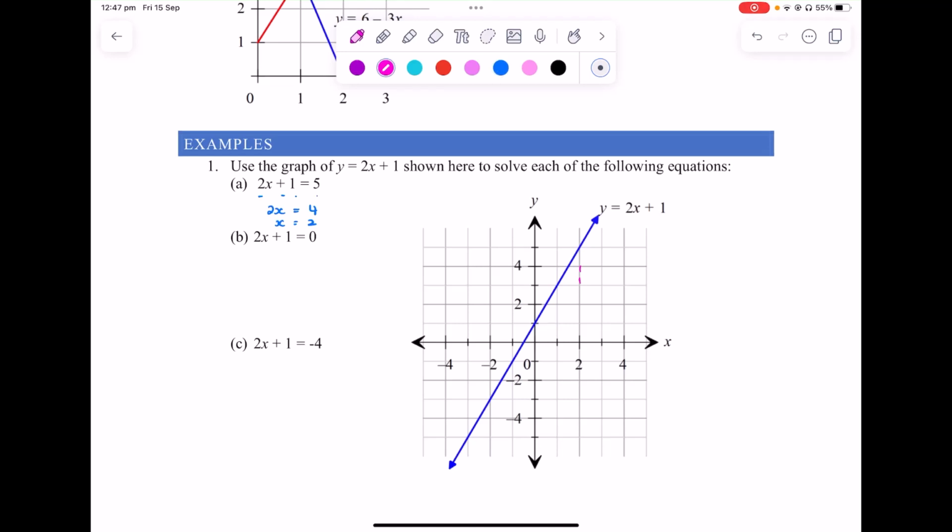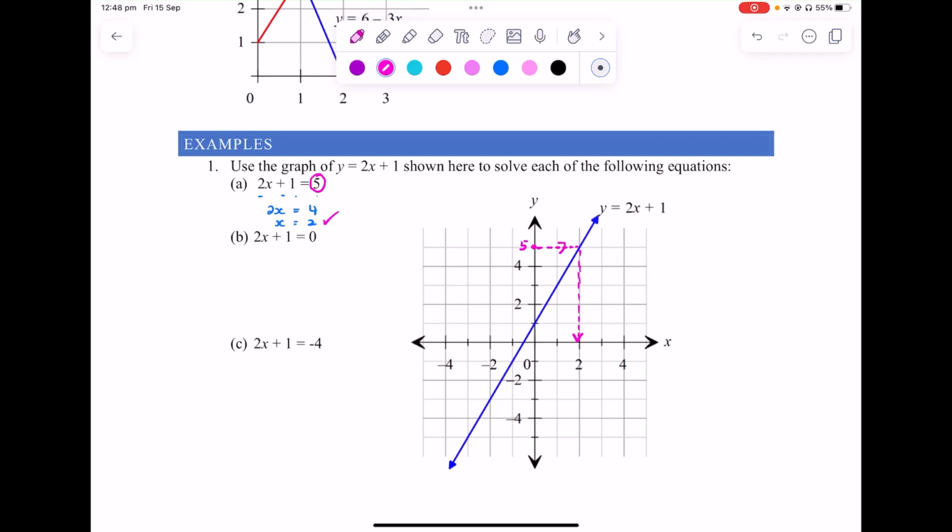2x plus 1 equals 5. Here, my y value is 5. So I'm going to go up here to where y is 5, and I go across until I touch my line, and I come down and read off what I get, which in this case is 2. So the x part of that is 2.